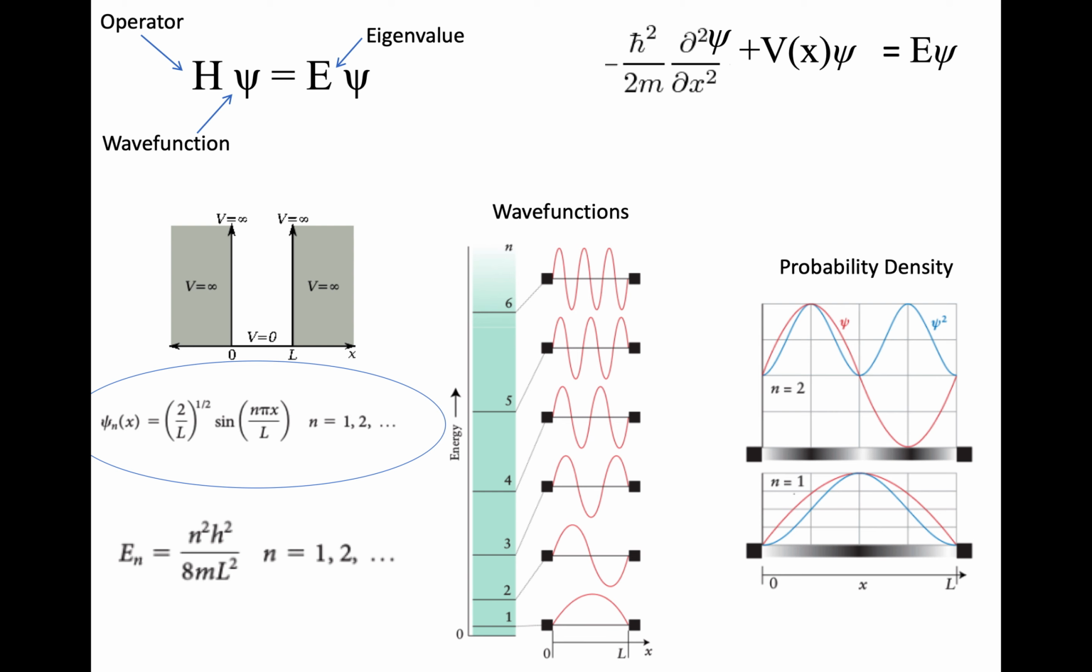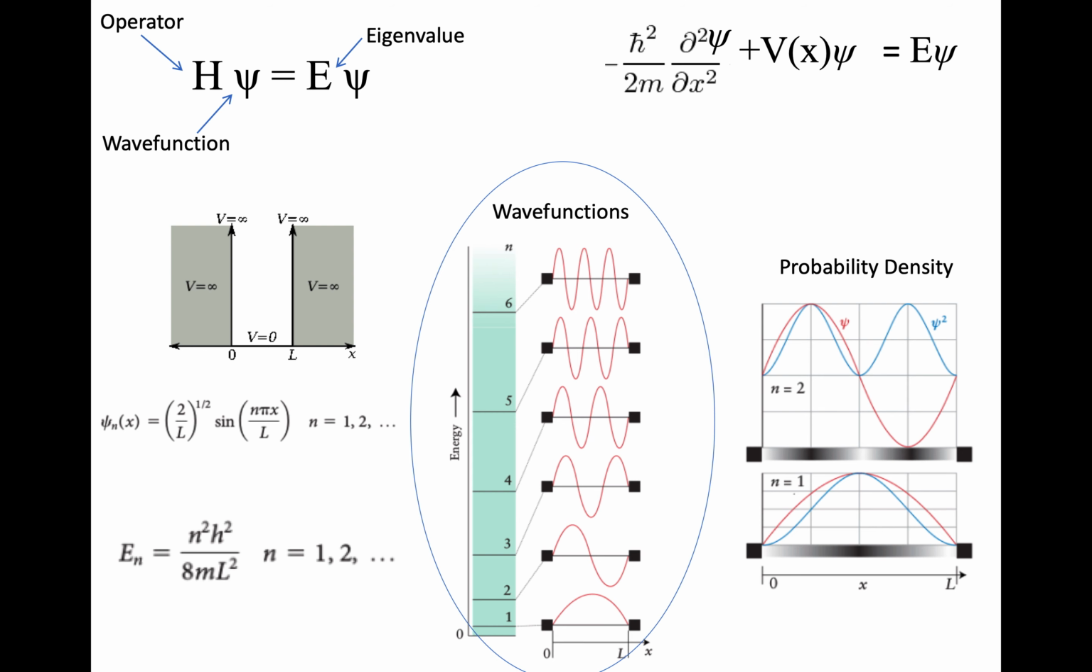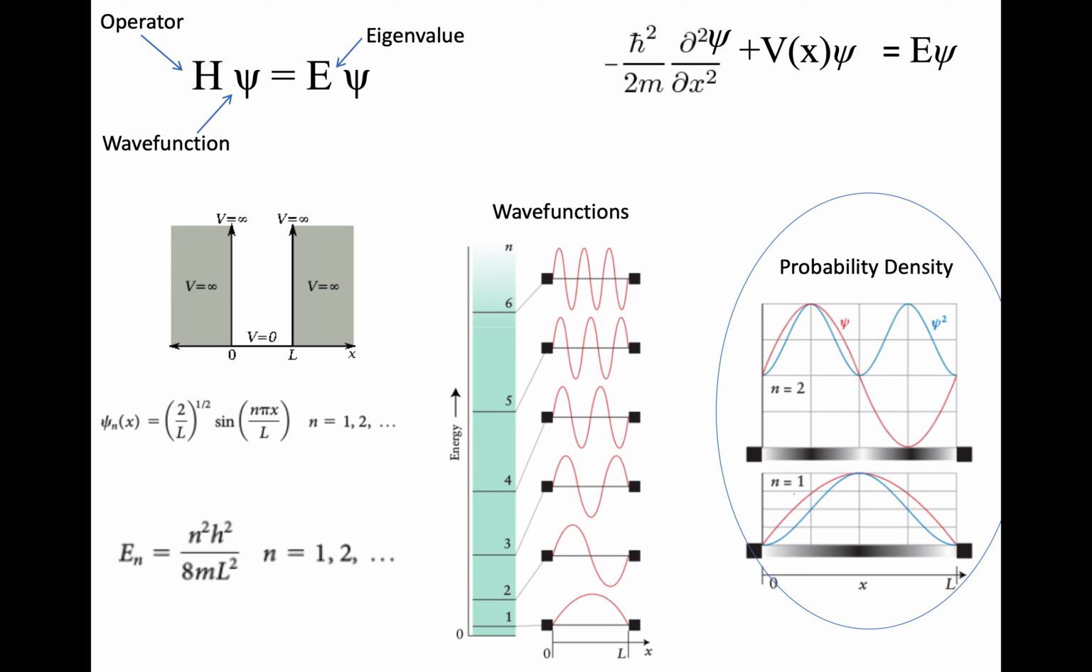Here's the solution, the resulting wave functions for the particle in the box and their energy values. A visual depiction for the different ones: as the quantum number increases, we see a change in the wave function. And then linking the wave function to the probability density, the square of the wave function was giving us insight for where the particle was found in the box.